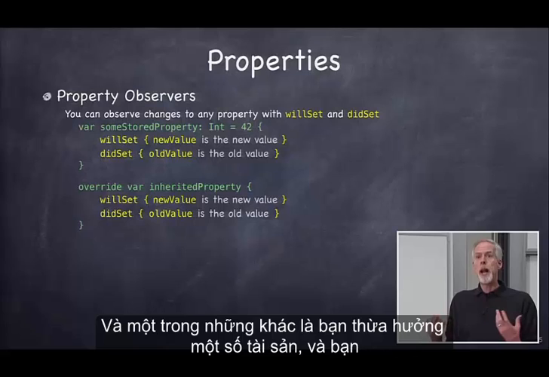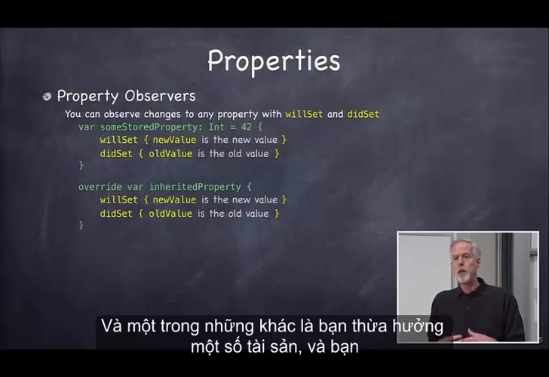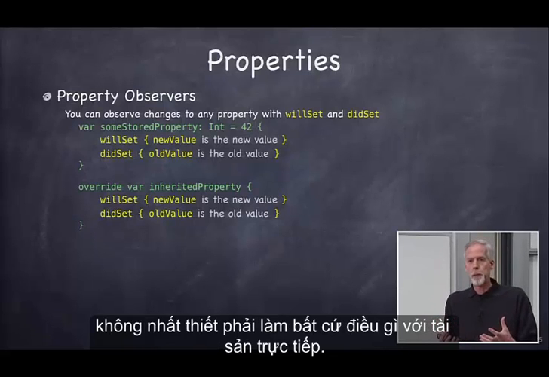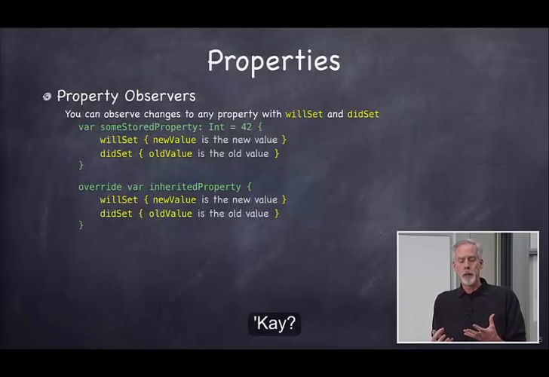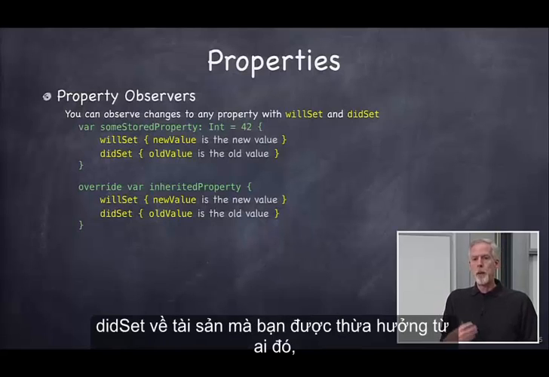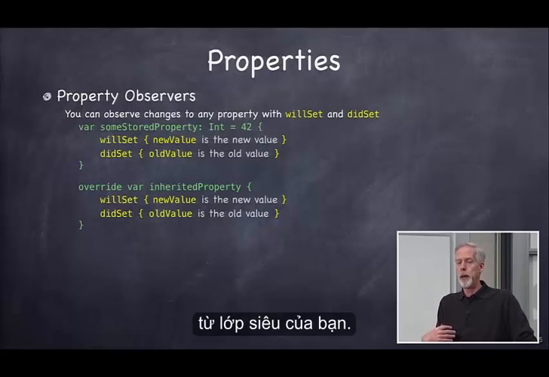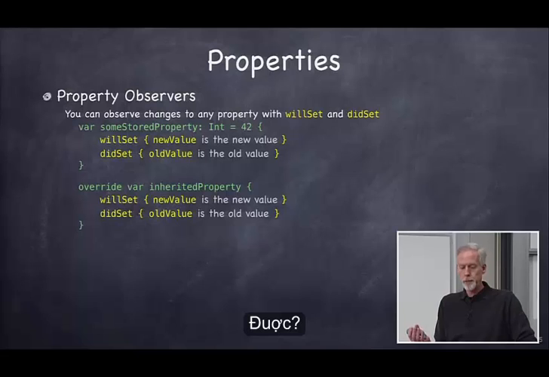And the other one is you inherit some property, and you don't necessarily do anything with that property directly, but you want to know when that gets changed by anybody, okay? So you can even do will set and did set on properties you inherit from somebody, from your superclass, okay?